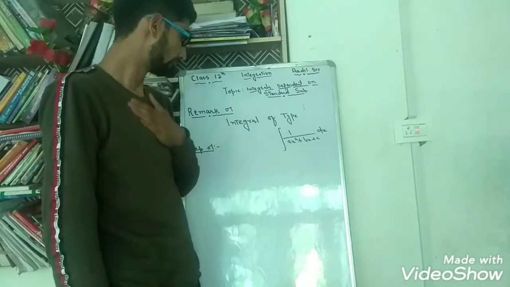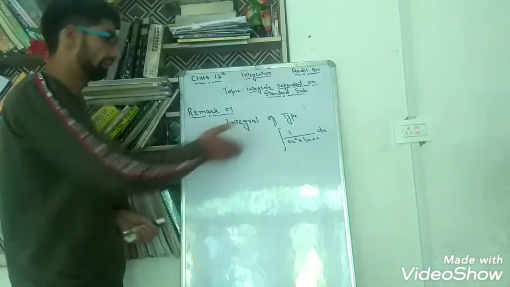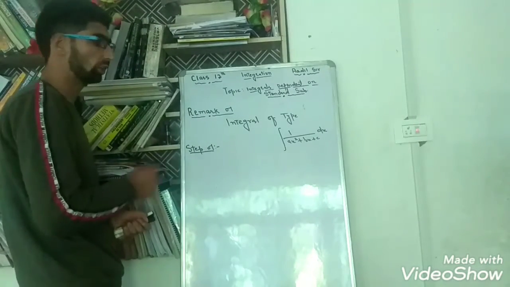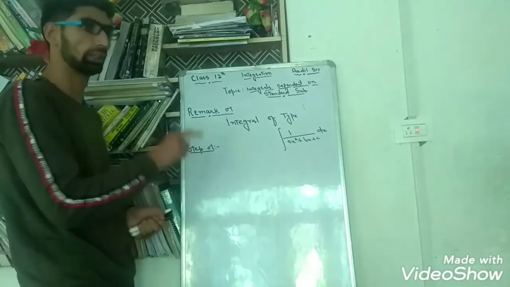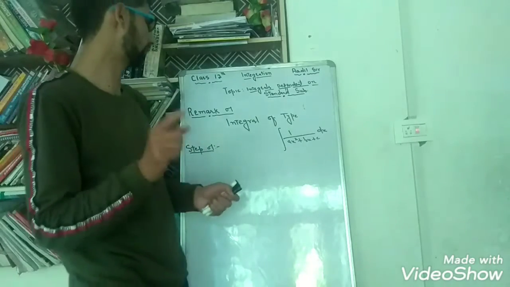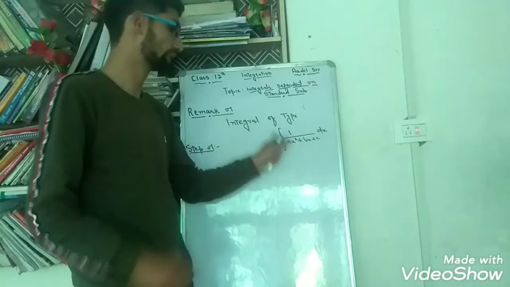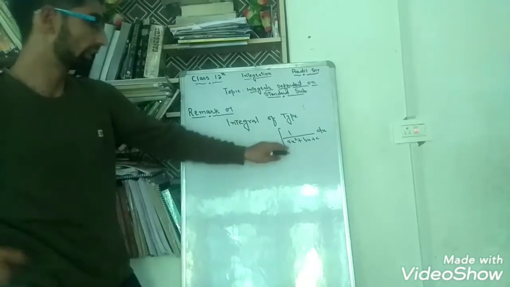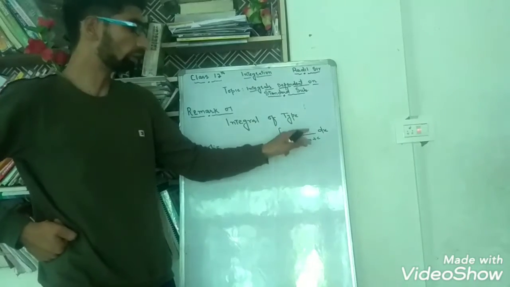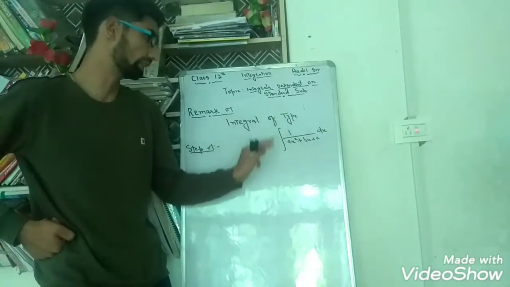Now, I will write some steps here. You have to note them first, and after that you have to follow them, if you are curious to find out these types of integrals. So first, I am taking this integral as 1 divided by the general quadratic.